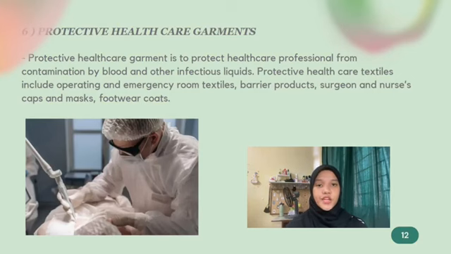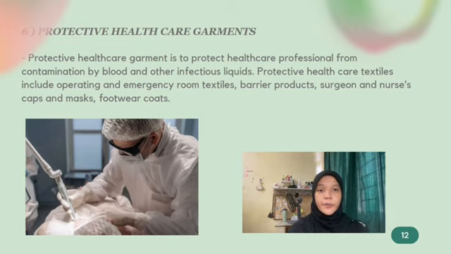The last end use product of safety textiles is protective healthcare garment. The purpose of protective healthcare garment is to protect healthcare professionals from contamination by blood and other infectious liquid. Protective healthcare textiles include operating and emergency room textiles, barrier products, surgeon and nurses caps and masks, and also footwear coats. Protective apparel in medical should be affordable, breathable, comfortable, dependable, and also effective. Protective material has to be waterproof but breathable. It must allow transmission of moisture vapor.